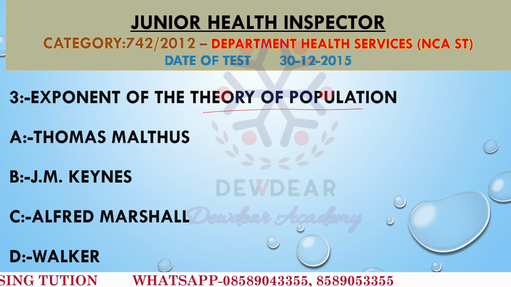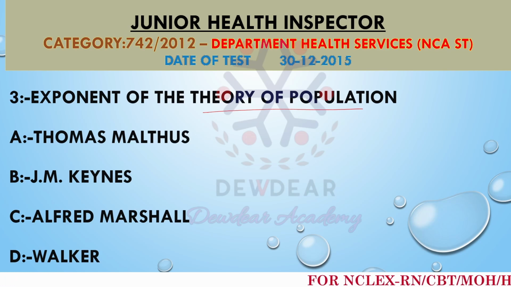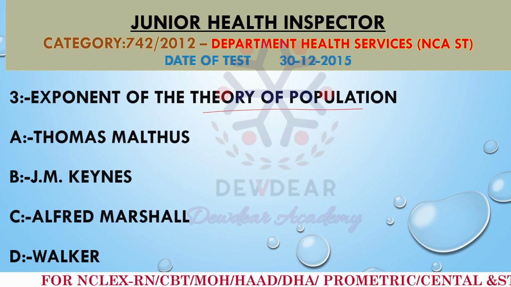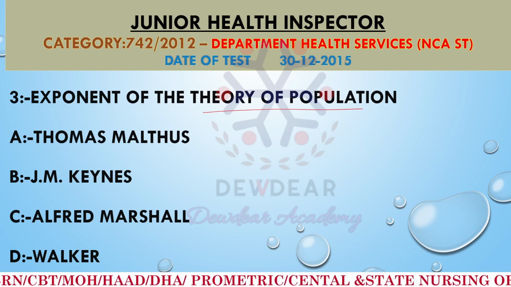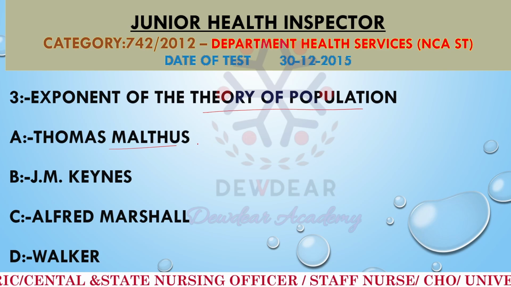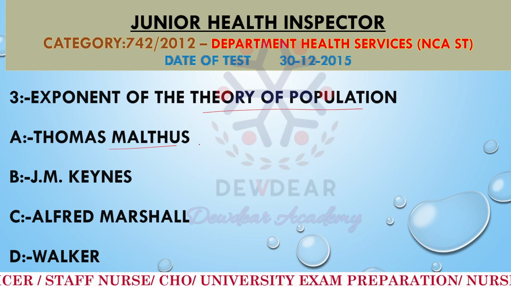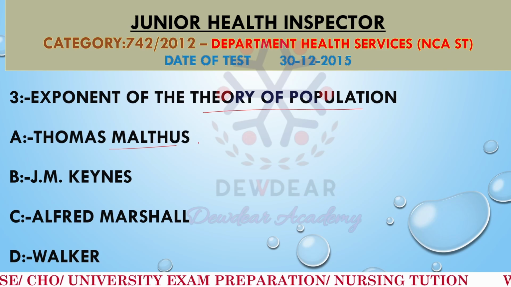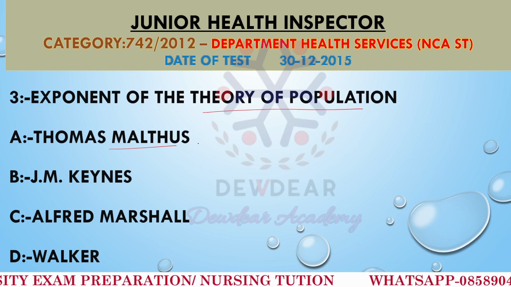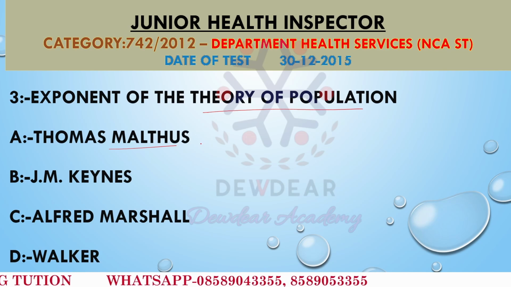So first option is Thomas Malthus. What is the theory of population? In that we know Thomas Malthus is the key proponent of this Malthusian theory. Thomas Malthus is considered as the key proponent of Malthusian theory of population, and it is mainly introduced in his famous work, an essay on the principle of population.